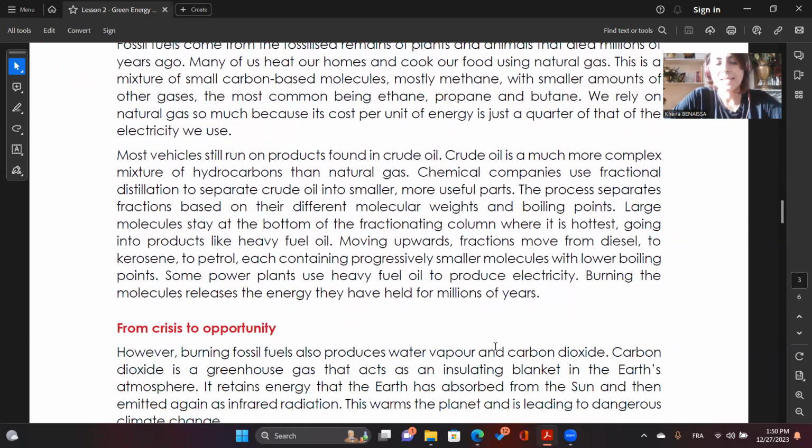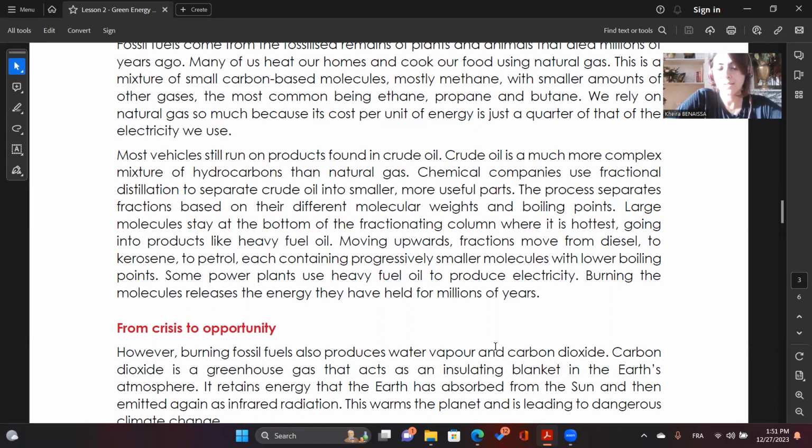Most vehicles still run on products found in crude oil. Crude oil is a much more complex mixture of hydrocarbons than natural gas. Chemical companies use fractional distillation to separate crude oil into smaller, more useful parts. The process separates fractions based on their different molecular weights and boiling points. Large molecules stay at the bottom of the fractionating column where it is hottest, going into products like heavy fuel oil. Moving upwards, fractions move from diesel to kerosene to petrol, each containing progressively smaller molecules with lower boiling points.